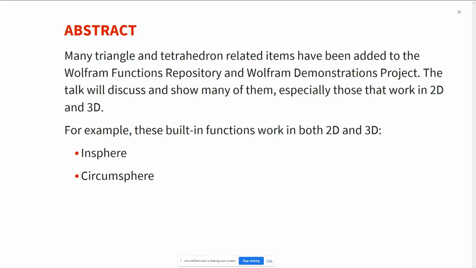I'm going to talk about some of them that apply to both 2 dimensions and 3 dimensions. One example built in are the in-sphere and circumsphere functions, which can find the in-circle of triangles and the in-spheres of tetrahedra, as well as circumcircles and circumspheres if you use the circumsphere function. I really like those 2 functions because they work in multiple dimensions, so I wanted to try to develop more of those.